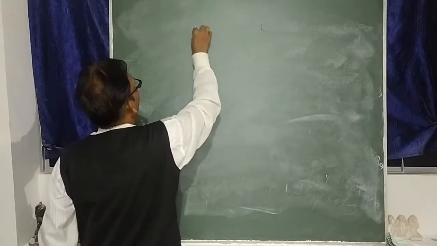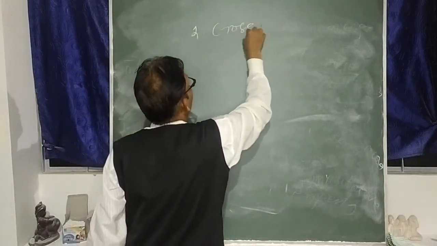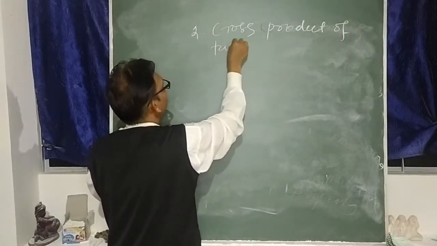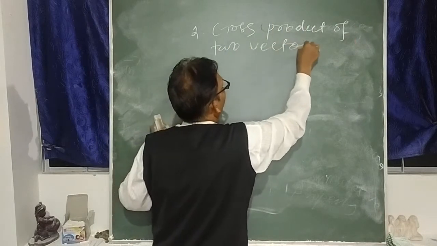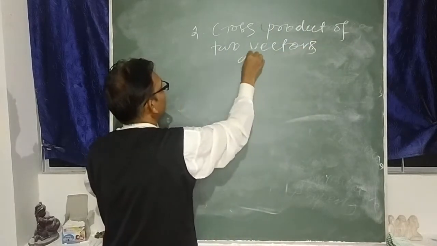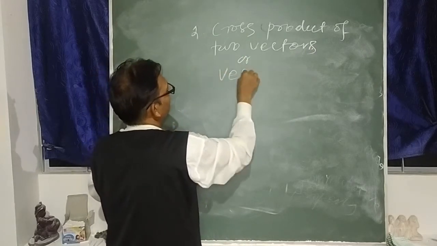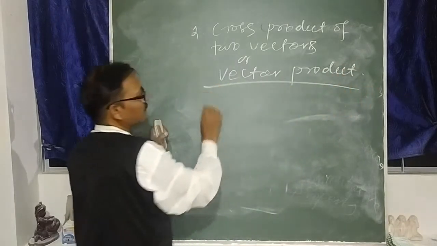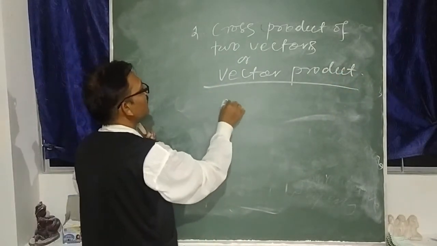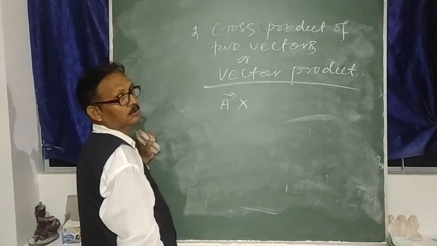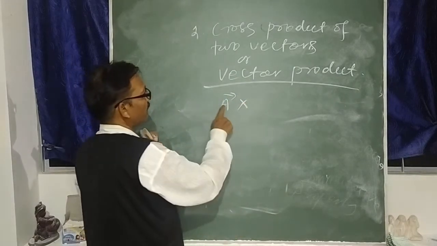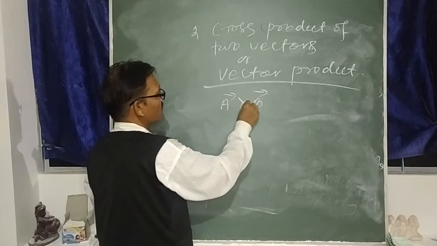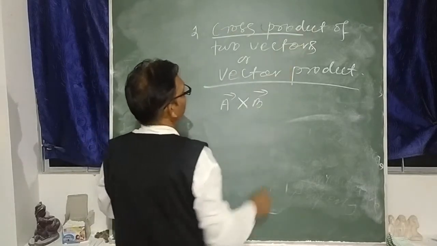Then come to the cross product of two vectors. It is also called the vector product. What is vector product or cross product? You see, cross means like this, this is called the cross sign, the multiplication sign. A cross B. Since it is a cross sign, it is called the cross product.